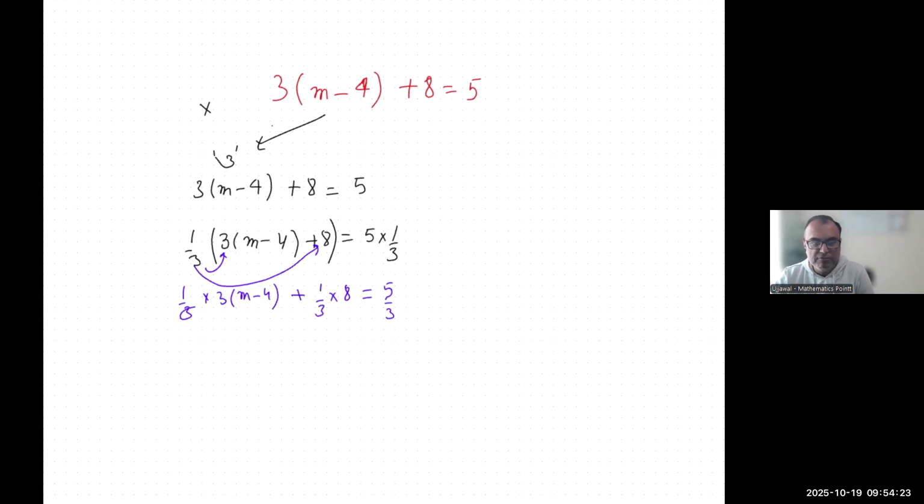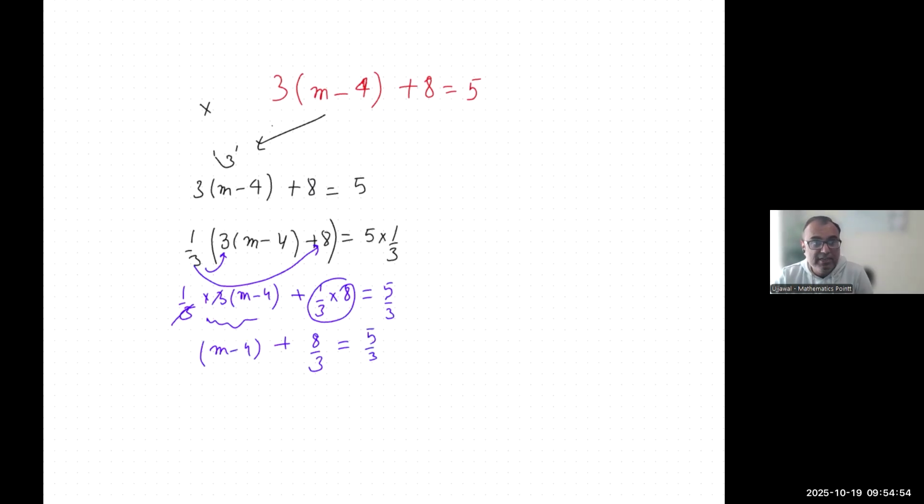We've got 6 more minutes. I have to finish this up, guys, quick. All right, next step. This 3 is gone. So what is left? For the first term, I have m minus 4 in the bracket, plus this becomes 8 on 3 equals to 5 on 3.